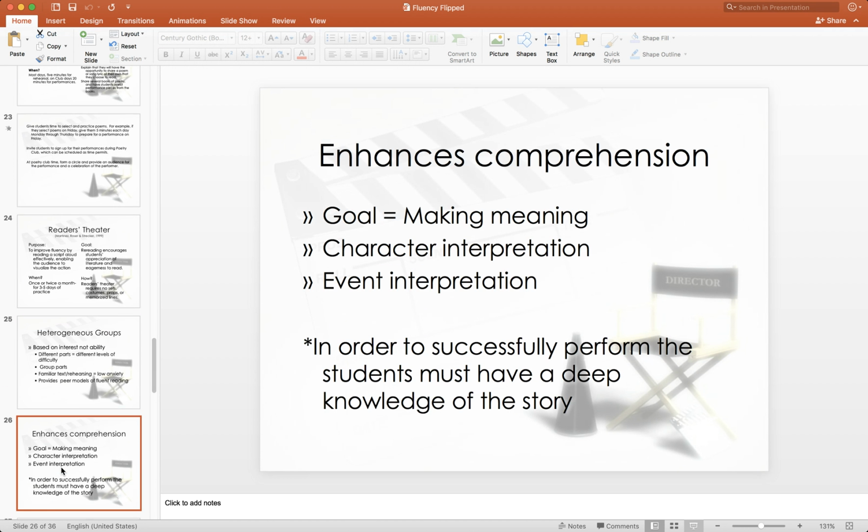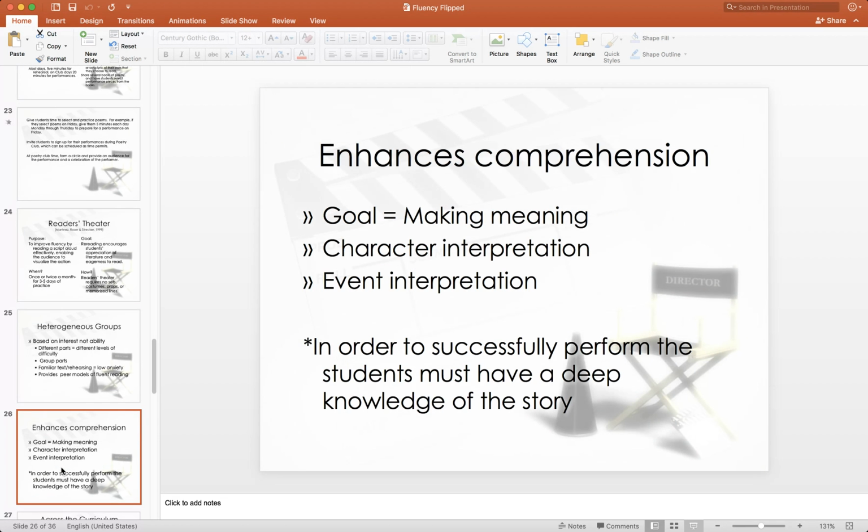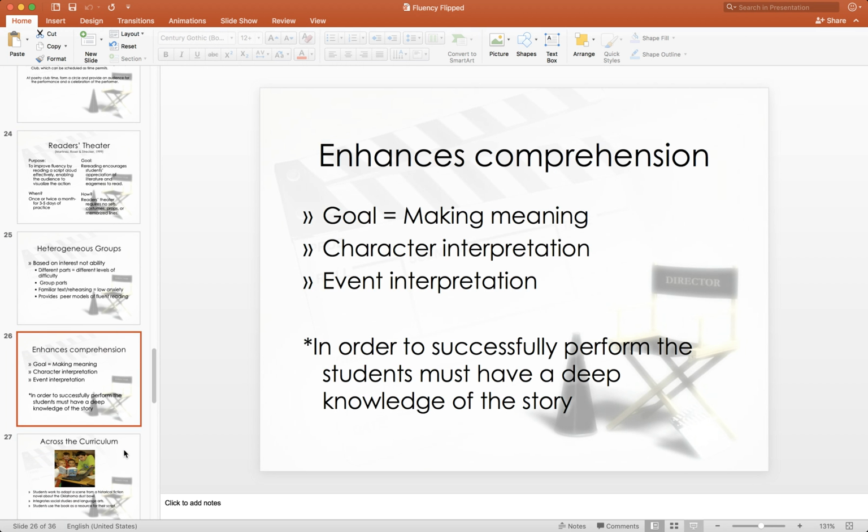Okay? So it enhances comprehension, and the goal is to perform the Readers Theater for their class or their school. It also really encourages students to have this character interpretation, to understand how the characters would say this part. Would they say it slowly or sadly, or would they use excitement? So there's a lot of interpretation. And in order to successfully perform, the students must have a deep knowledge of the story. So we always encourage them not just to read their part, but to read other parts.